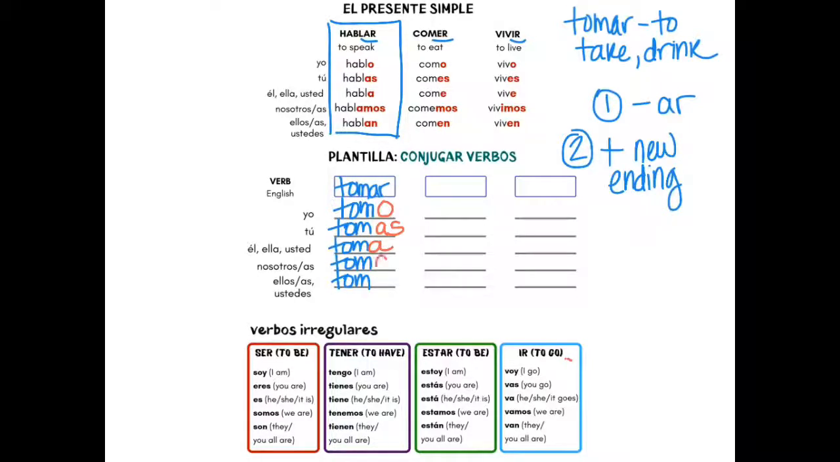Nosotros tomamos, and ellos or ustedes toman. These are the 5 conjugations, and I know this is a lot right now. I know that this seems very overwhelming. I want to remind you that this is going to be like math.